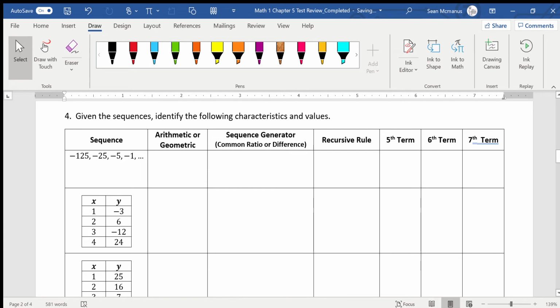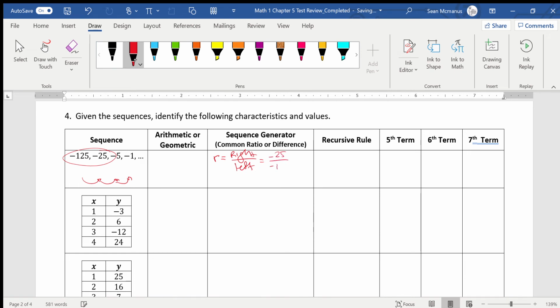Okay, number 4, given the sequences, identify the following characteristics and values. So I'm going to look to see if it's adding or subtracting. Obviously, these are not adding, no, the same amount every time, but they are dividing by 5, right? But I don't want division. I want my common ratio that I can use for multiplying, not dividing. So I got to take the right and divide by the left. So if I take the right and I divide by the left, negative 25 over negative 125, the negatives will cancel out and I can reduce to 1 over 5.